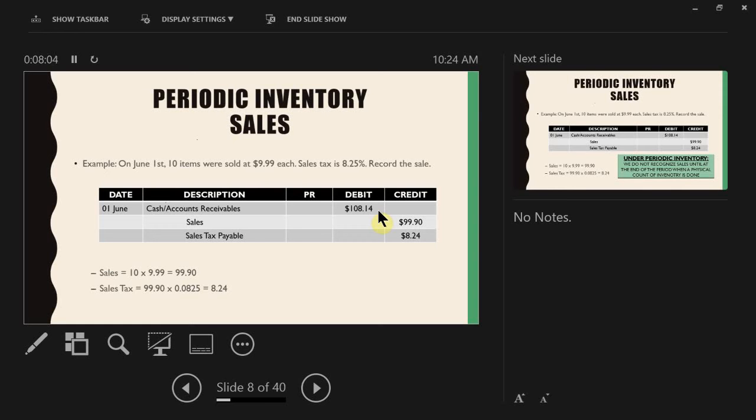Never, ever will you come across a situation where your customer is going to give you money for your sales and then money for the sales tax. They're just going to give you a lump sum of money. But in your books, it is your responsibility to make that separation, because that money's not 100% yours. A portion of that money belongs to the government.